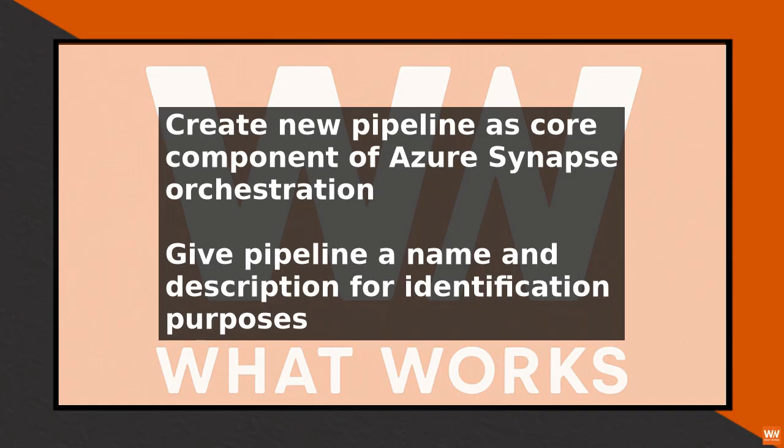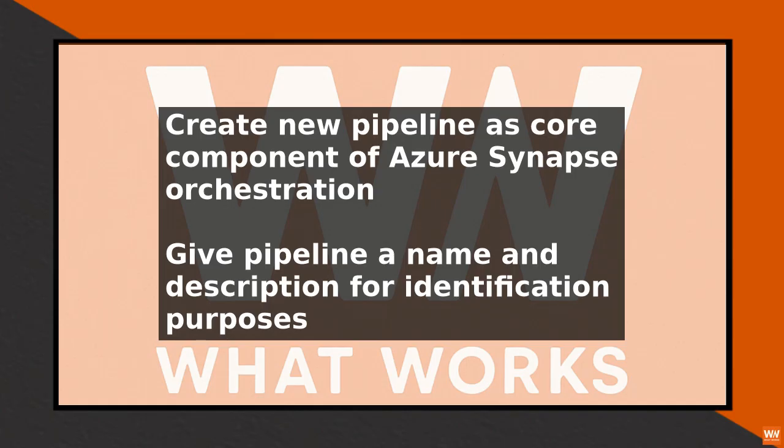These are the tasks that will be executed when the pipeline is run. Azure Synapse supports a wide range of activities, including data copy, data transformation, and data loading. To add an activity, click on the Add Activity button and select the type of activity you want to add.